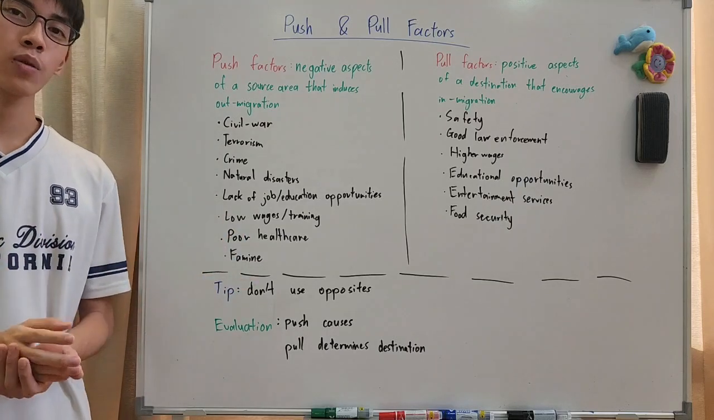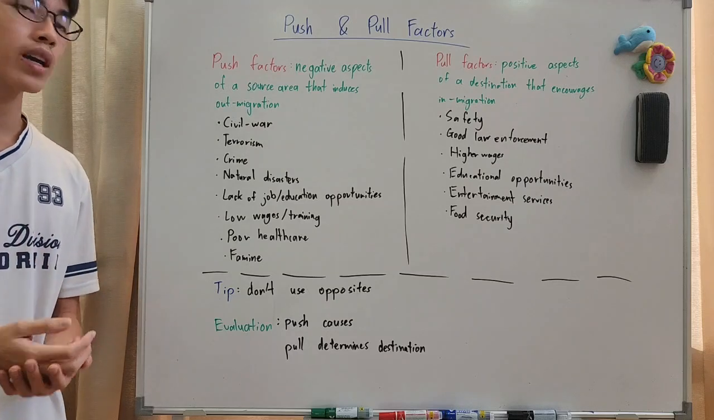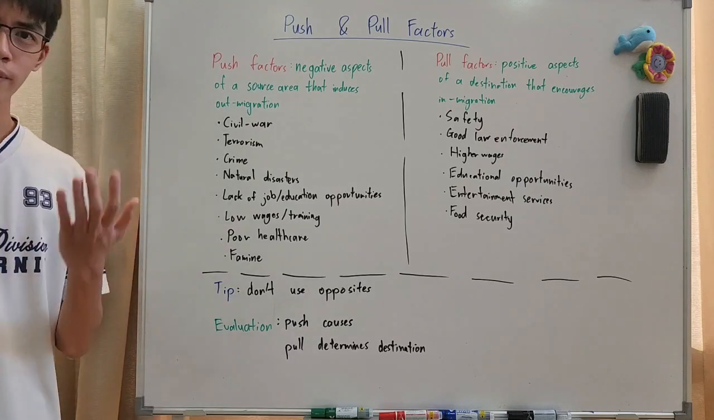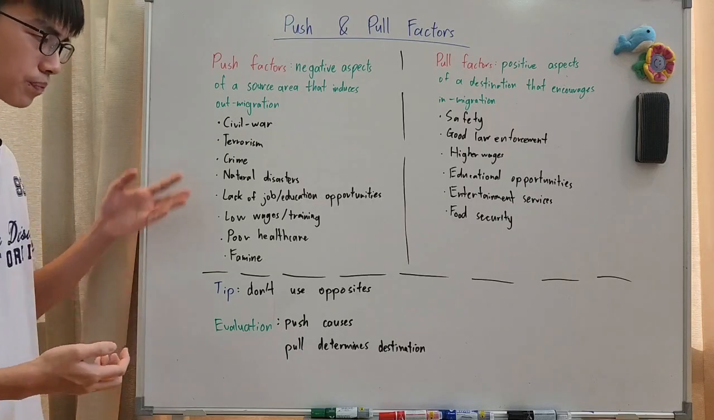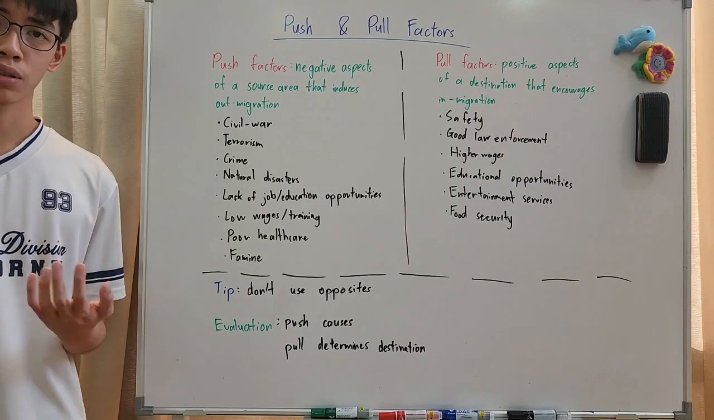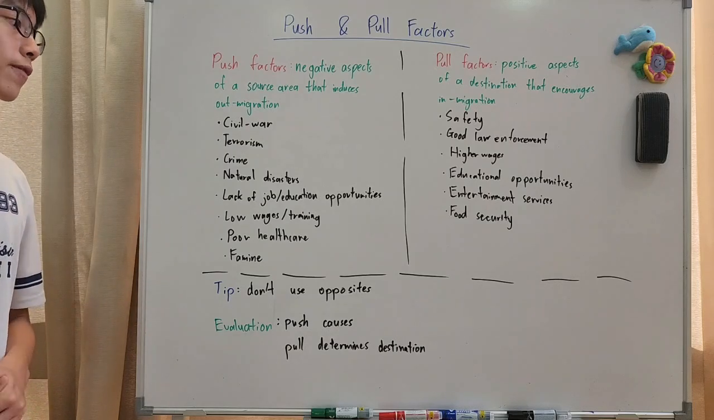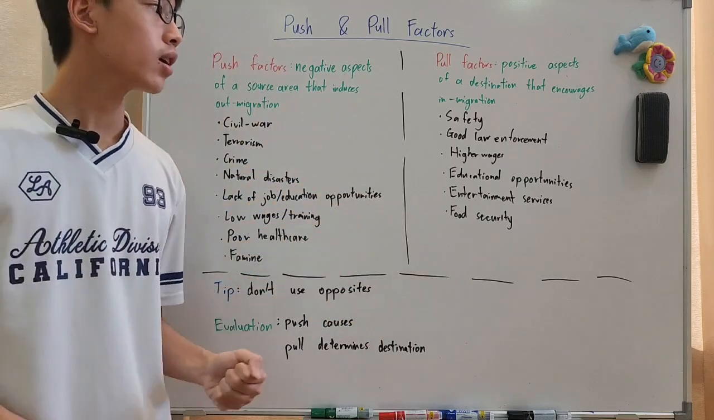Just pick a few that you can explain very thoroughly, and pick a few that you have examples of. So maybe a civil war, think of a civil war like Sudan. Natural disasters, think of natural disasters like maybe the California wildfires in 2025. Then we move on to pull factors.